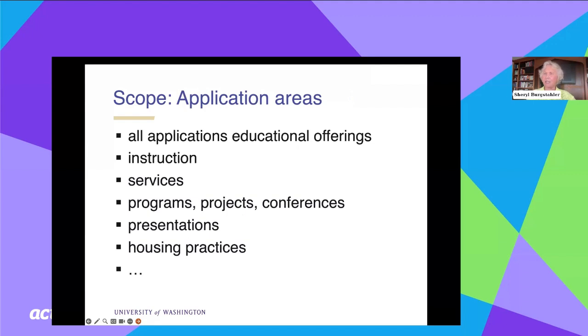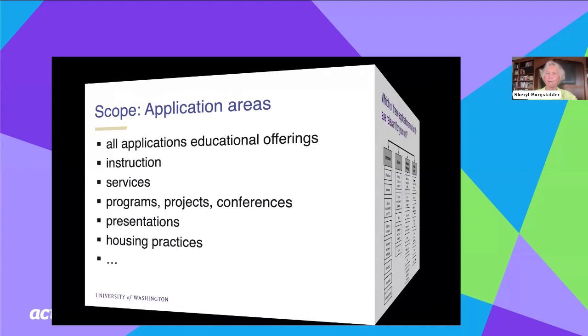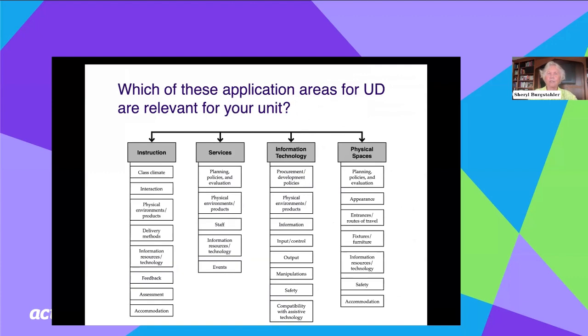And then it's the application areas. Sometimes you apply universal design to all applications in educational offerings. Or you might want to apply it to instruction, maybe even more specifically to online learning, or to services, or to programs, projects. You can even design a conference that's universally designed. Presentations like the one I'm giving today, and then housing practices, our focus today, and on and on and on. Housing practices is a good example, as I mentioned earlier, because it applies a lot of the principles of universal design. So which of these application areas for universal design are relevant to your unit?